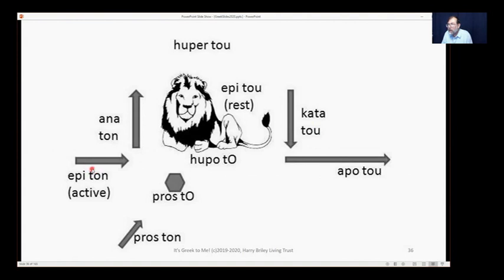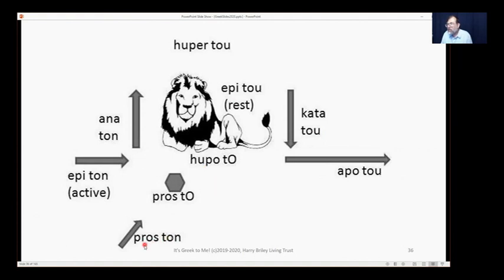If I'm approaching the lion, epi ton, which means it's active. Epi to, which means resting of the lion or resting from the lion. It's kind of a weird English concept, but epi to is I'm resting. Epi ton means I'm approaching, I come upon, or I sat upon. And if the lion frightens me, then it's apo to, away from the lion. And here the two makes sense, away from the lion, kata to, down from the lion. These two are pretty clear that genitive makes sense for them. Epi to, kind of weird.